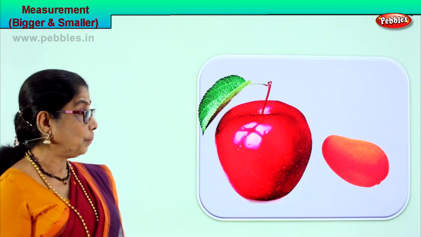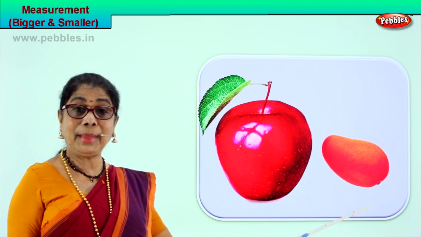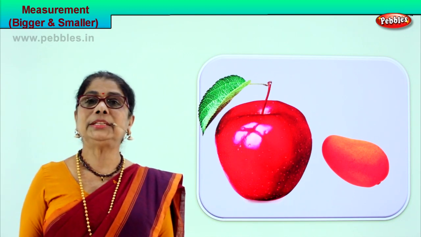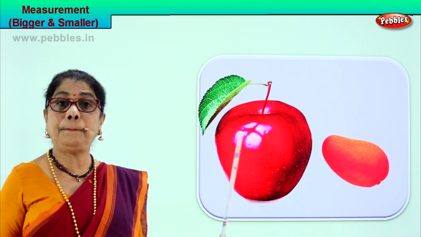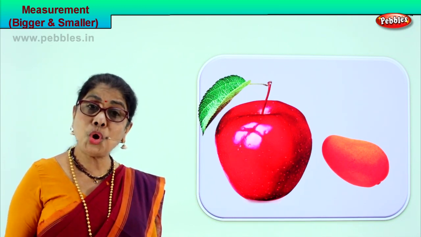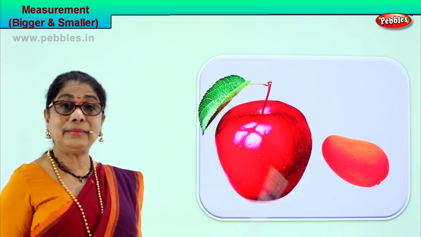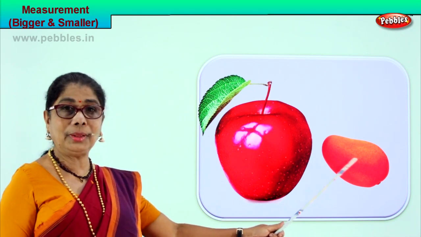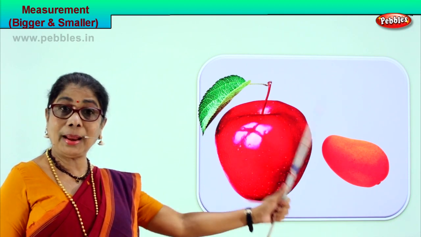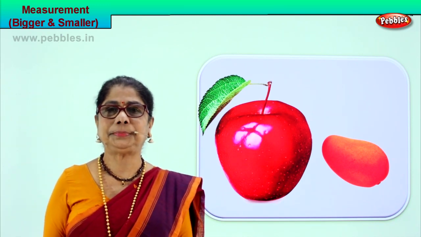We have fruits here. Yummy. What is it? We have apple. We have mango. A tiny mango and a big apple. Now which fruit is bigger? The apple is bigger than the mango. The mango is smaller than the apple. Which is the bigger fruit? Apple. Which is the smaller fruit? Mango. Bigger, smaller. Smaller mango, bigger apple. Good. Let's take another picture.